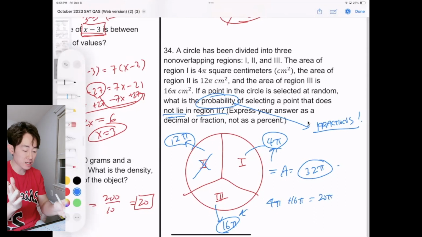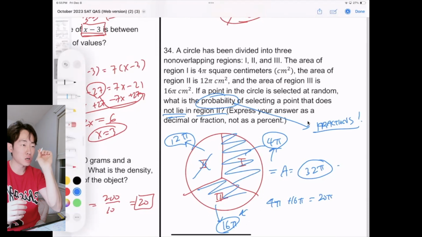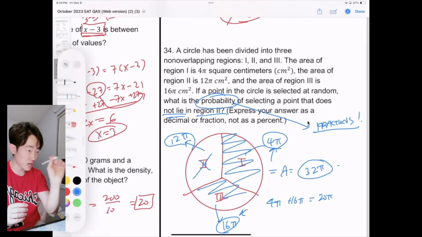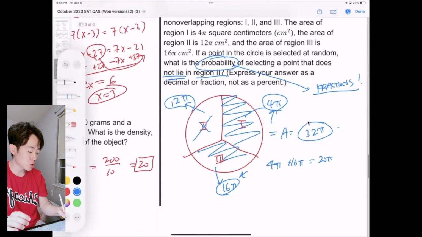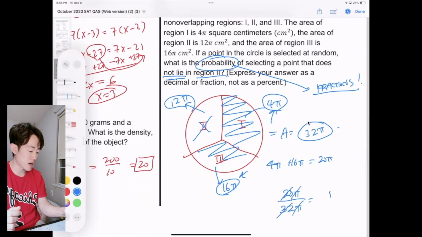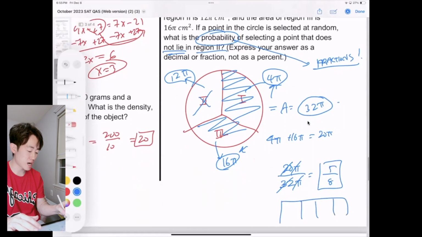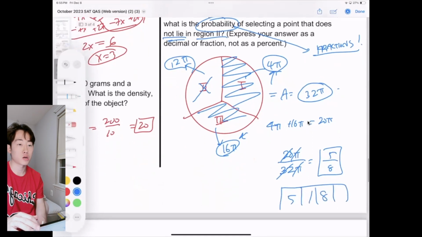So with 20 pi, this is the area that, if you were to throw a dart at it, it's going to hit that blue side of the area. So that is a total of 20 pi out of a whopping 32 pi of the entire circle. Cancel out the pi's, reduce the fraction. That will be 5/8 is your total probability. Can you write that as a decimal? Sure, but fraction is much better. 5/8 should be a much better way to write it down.